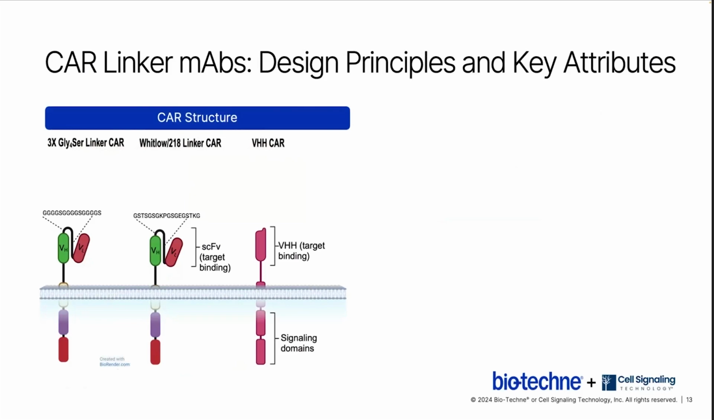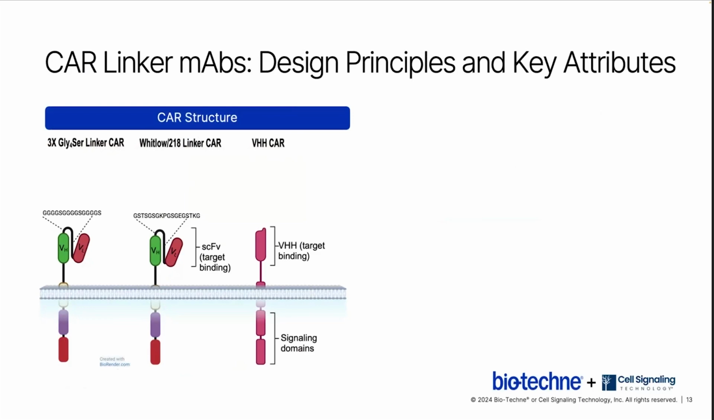CARs that utilize an scFv for target recognition are the most widely used in research and clinical settings. The length and amino acid composition of the linker sequence is critical for proper folding, stability, and alignment of the variable heavy and variable light domains, so that they can form a competent conformation for target binding and don't aggregate. As I alluded to earlier, VHH-based CARs are an emerging class of CAR molecule that utilizes a linkerless antigen binding element derived from a nanobody.